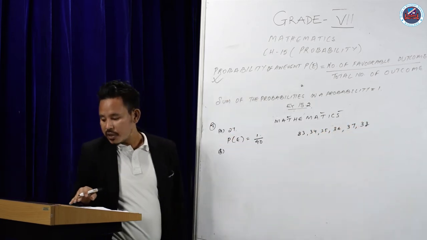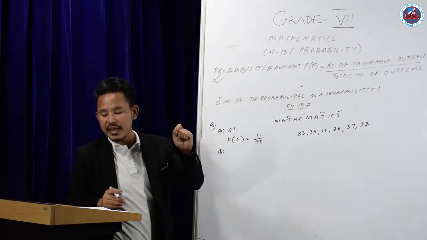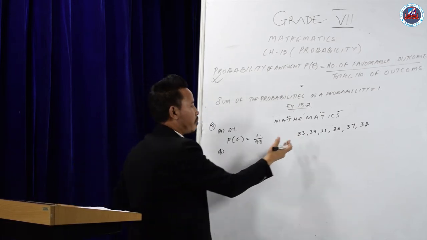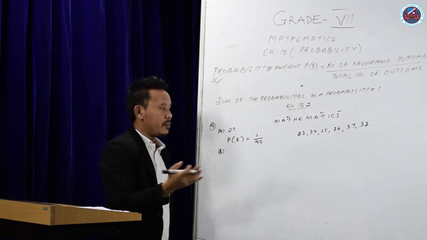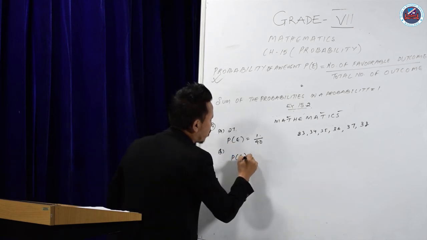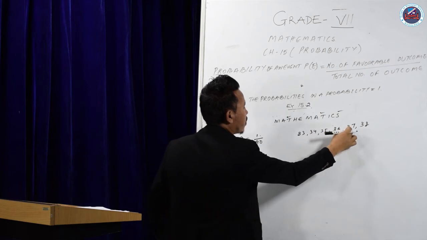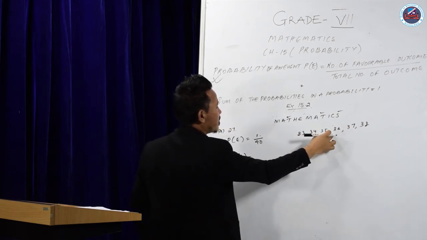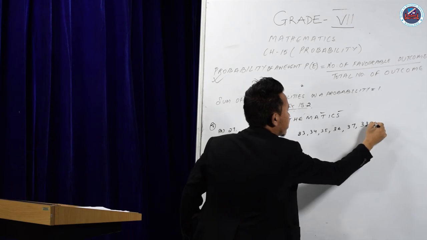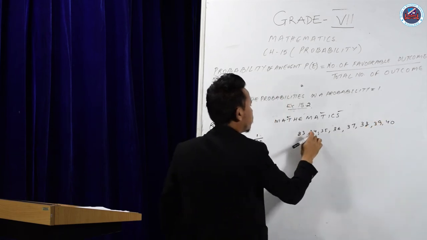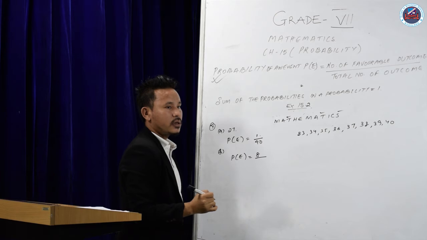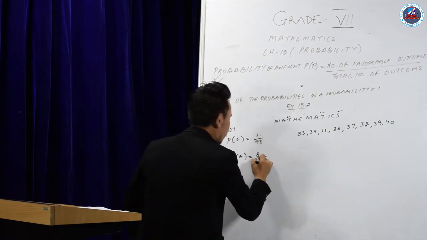Now, the question is the probability that she chooses a number in the bottom row. She can choose any number from those. So the probability of the event will be, counting 33, 34, 35, 36, 37, 38, 39, and 40: 1, 2, 3, 4, 5, 6, 7, 8. That is 8 upon the total number of outcomes, which is 40.